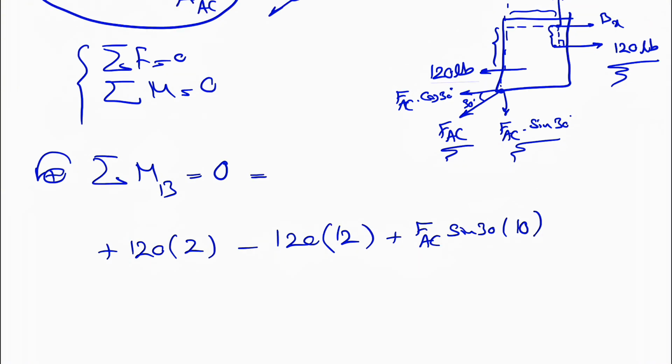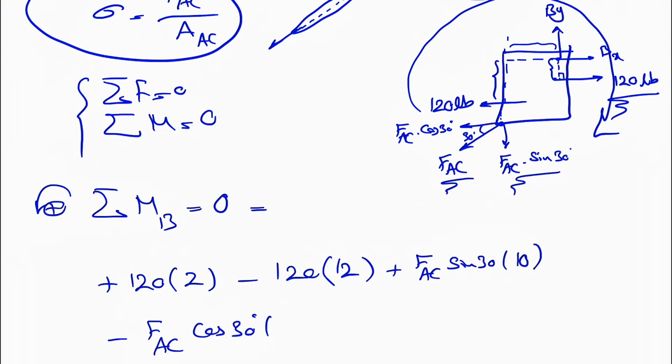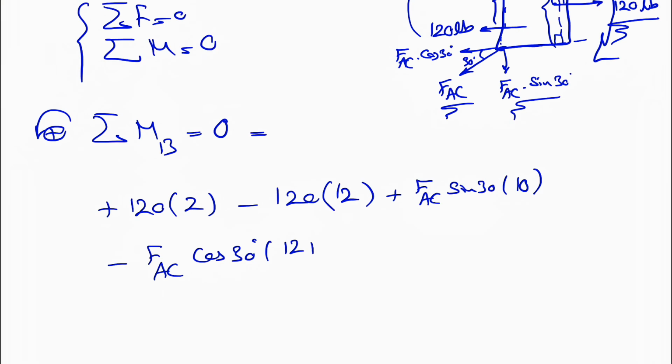And the last one is the FAC cosine of 30, which as we can see is also a clockwise moment. So we have a negative sign, FAC cosine of 30 degrees, and the distance would be from B to the line of action. This is the line of action, and that's the distance we are talking about, the vertical distance I mean. Let's see what that is. This is pretty much what we have from here to here, which is basically 12 plus this 4, 12 plus 4, or 16, equals 0, and that would be it for this one.